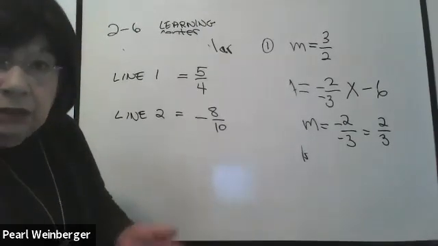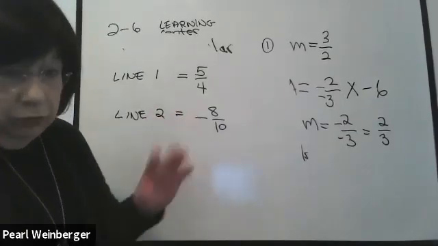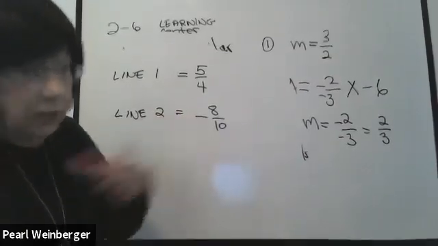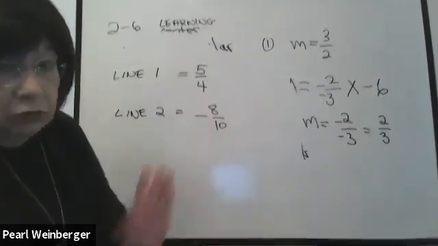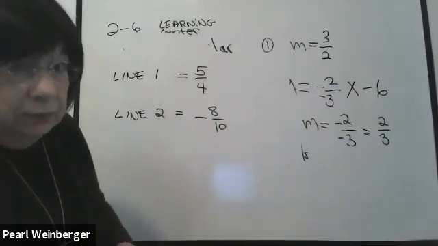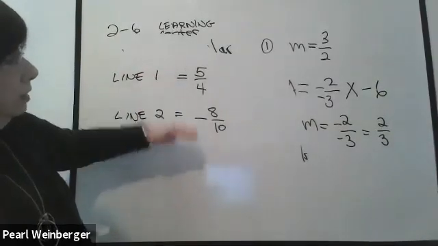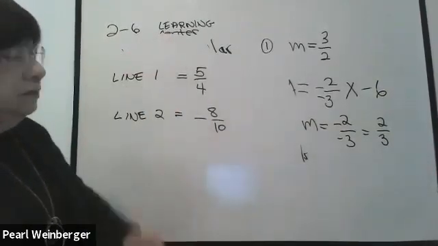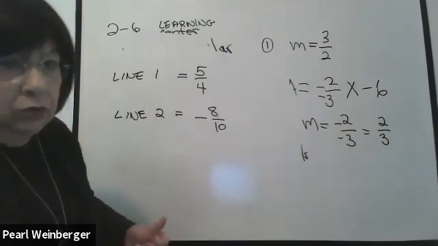What does neither mean? Neither means that they're neither parallel nor perpendicular. They're just lines that eventually cross, but don't cross at right angles, which is what most lines do. Most lines are neither parallel nor perpendicular. Can anybody tell me what they think these lines are? Are they parallel, perpendicular, or neither?